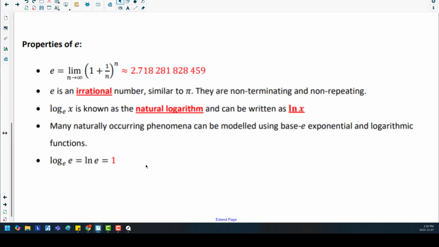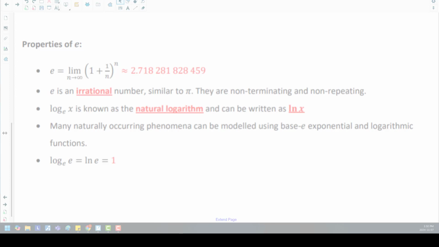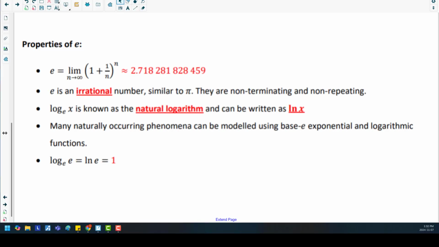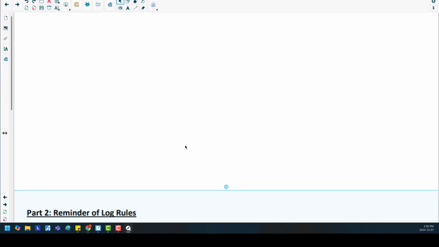So ln, remember, is just the log base e. And if you're taking the log of the base value, and that same base value is there, then they kind of cancel out and you're just left with 1. So the same basic log rules. Let us now go over, review some logarithmic rules just in case.